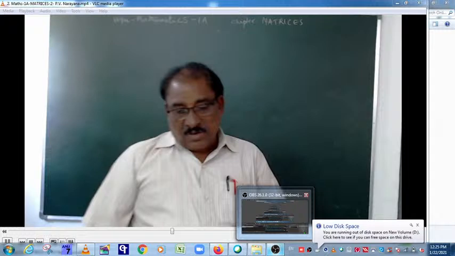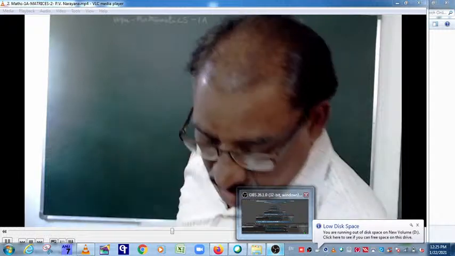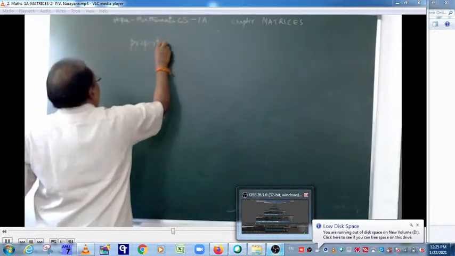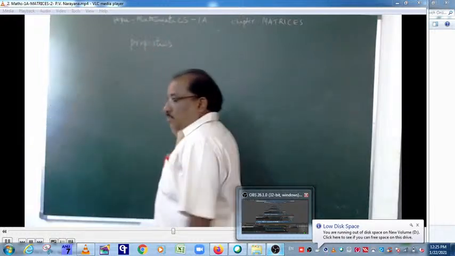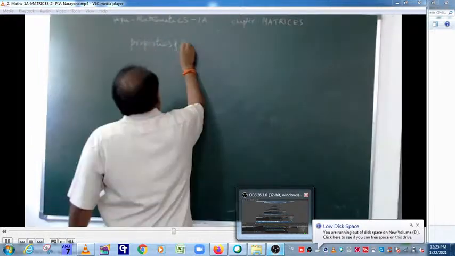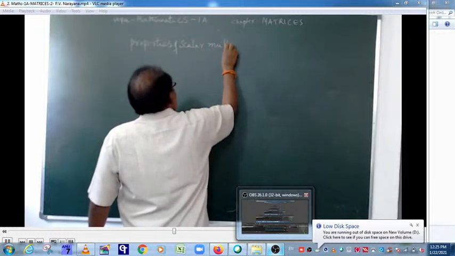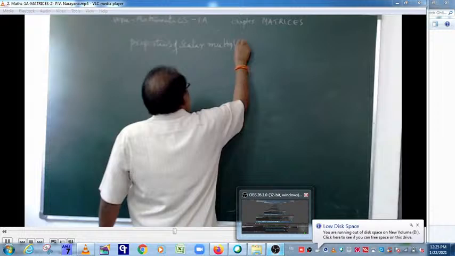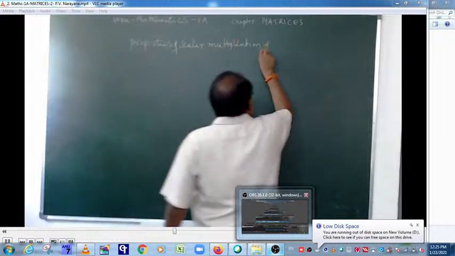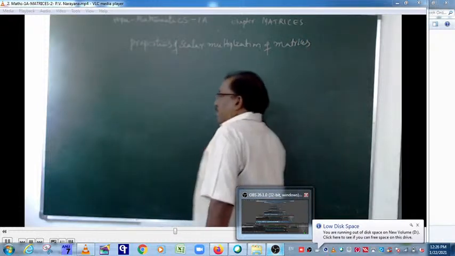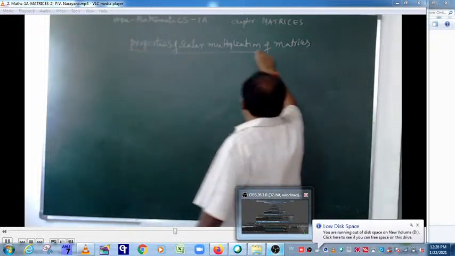And next are some properties of scalar multiplication of matrices.